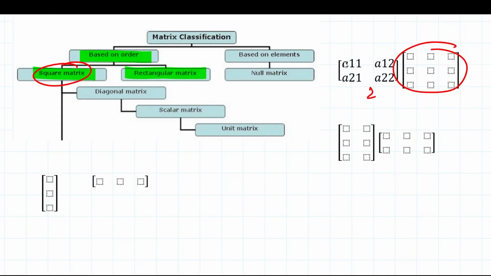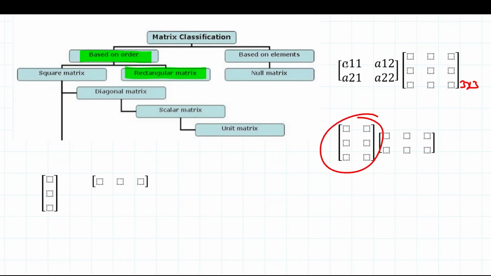Now, similarly, you can see that this matrix has how many? 3 rows and 3 columns, right? So this is a square matrix. Now, coming to the rectangular matrix, if it has a different number of rows and columns, like this one, it has how many? 3 rows and 2 columns. This has 2 rows and 3 columns. Well, this is a rectangular matrix.